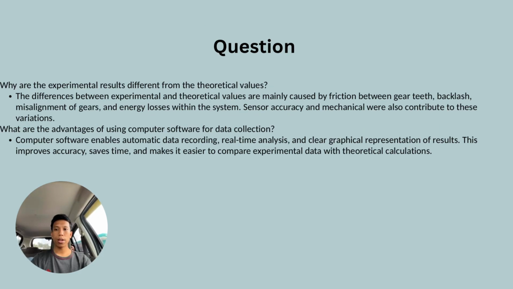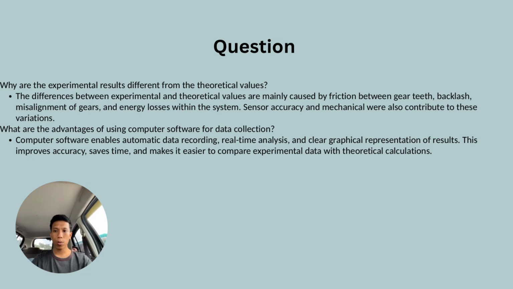For the question part, first, why are the experimental results different from theoretical values? The differences between experimental and theoretical values are mainly caused by friction between gear teeth, backlash, misalignment of gears, and energy losses within the system. Sensor accuracy and mechanical factors will also contribute to these variations.